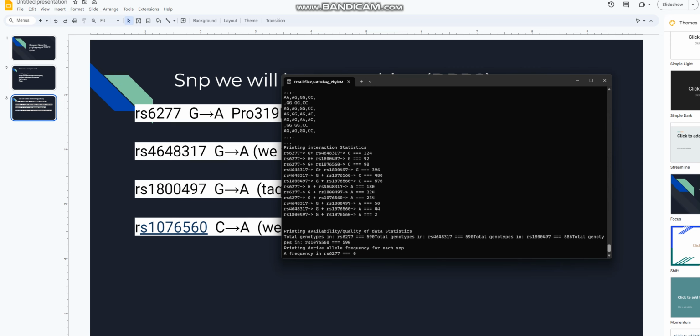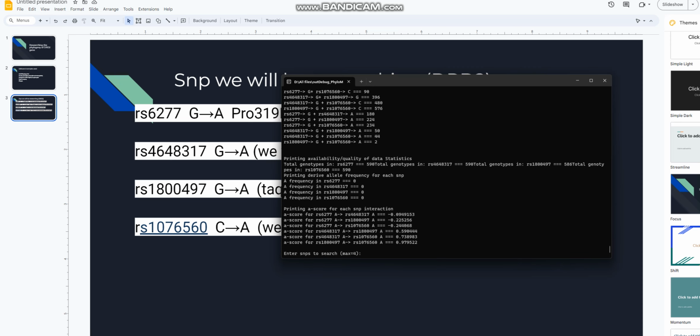590-something lines of data. So it looks like for GUI it was 590 genotypes. For Pro-Frenetin Pro it was 590. For GRAS it was 590, and for TAC1 it was unfortunately 586. So it seems that some files have GRAS and GUI and Pro-Frenetin Pro, but not TAC1, which is very unfortunate.